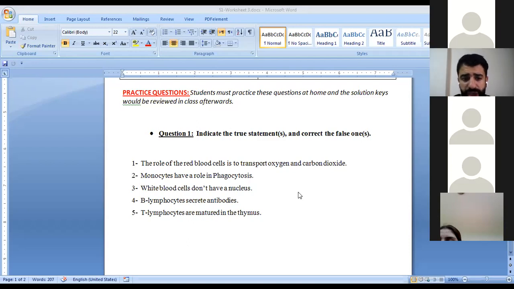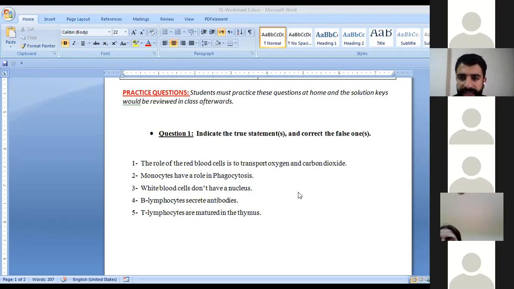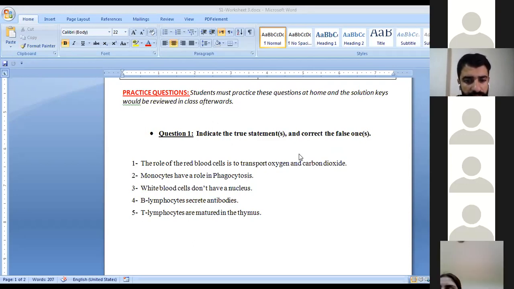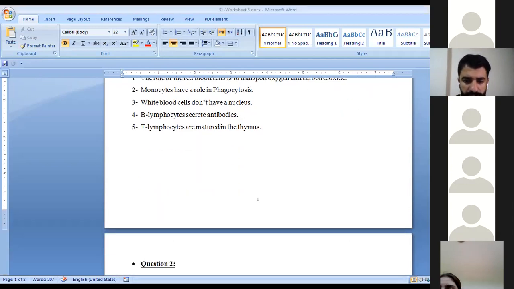So, white blood cells don't have a nucleus. This is false. White blood cells have a nucleus. The red blood cells don't have a nucleus. B lymphocytes secrete antibodies. This is true. T lymphocytes mature in the thymus, and this is also true. Let's move now to question number 2.